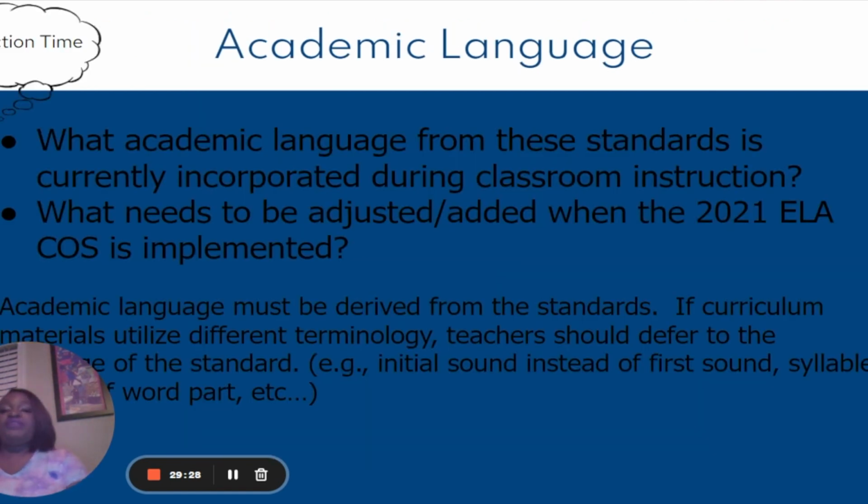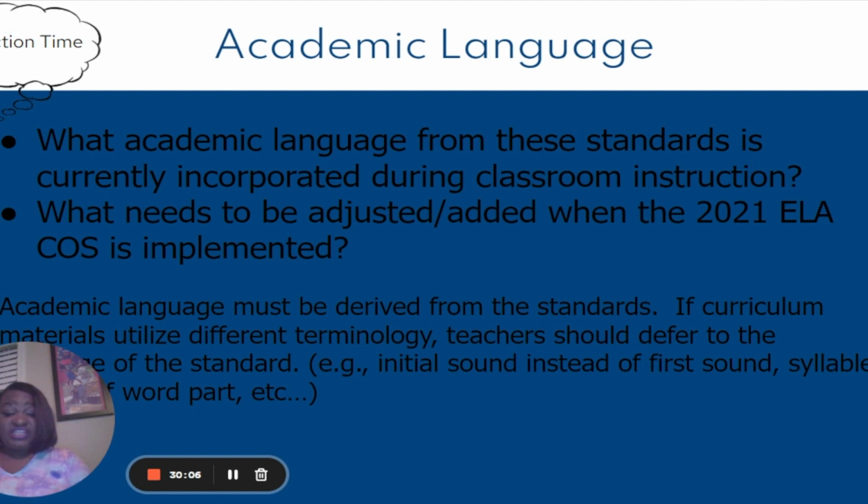Now, we've talked about phonological and phonemic awareness. We've listed and discussed some examples. Now it's time for us to reflect and think about the academic language that we noticed in the standard that we traced, and that you will notice as you take a deeper look at your grade level's specific standards. What academic language from these standards is currently incorporated during classroom instruction?